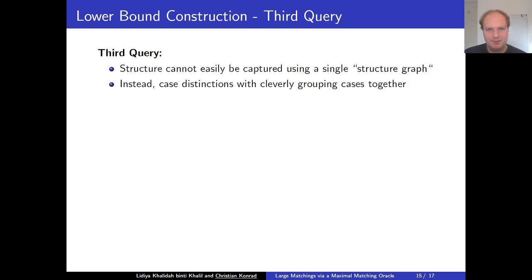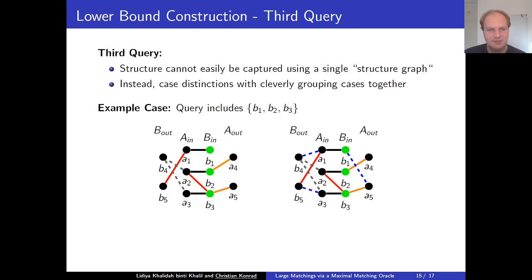Now the third query is a little bit more tricky because we can't just have one structure graph that captures the knowledge of the player in all cases. So we need a few case distinctions, and we need to make sure that we group the cases together in a clever way because there are just so many cases. Here's an example. If the query includes B1, B2, B3, then we can make sure that the player only knows the structure on the left with the 2 orange edges included. And again, if we add the blue edges, we would have a matching of size 5. Without the blue edges, we would still only have a matching of size 3. So there are plenty of cases to go through.